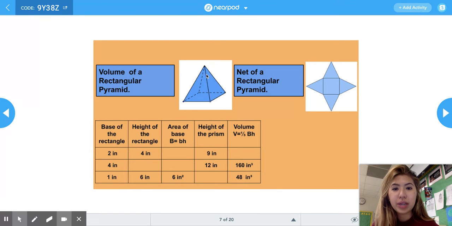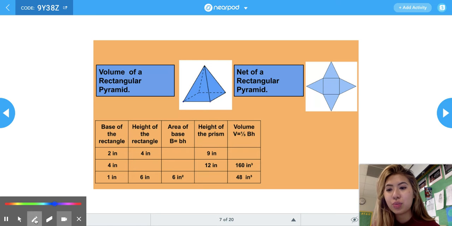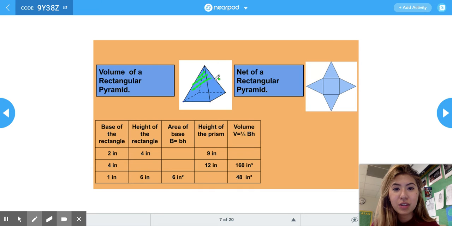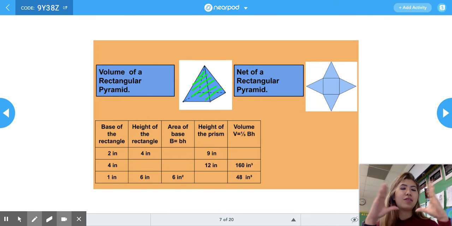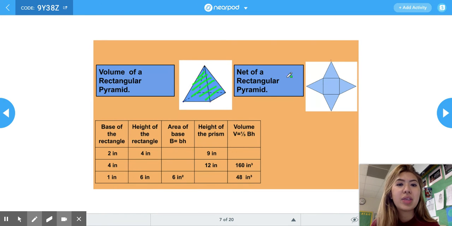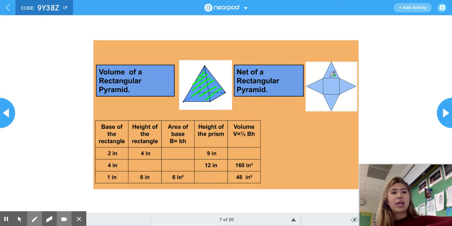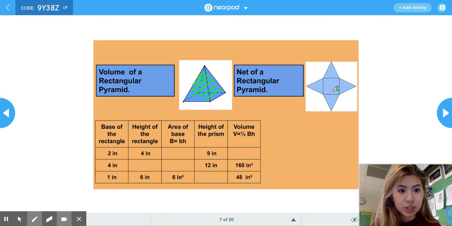So this is what a rectangular pyramid looks like, and the volume is how much can be filled inside of it, how much water, how much rice, how much beans could be filled inside that shape. And then the net of the rectangular pyramid is what you would get if you were to cut one side open and then unfold it. So in this case, it looks like a square, but in other cases, we might have a rectangle and then 4 triangles. So we're going to fill in the missing values in this chart.